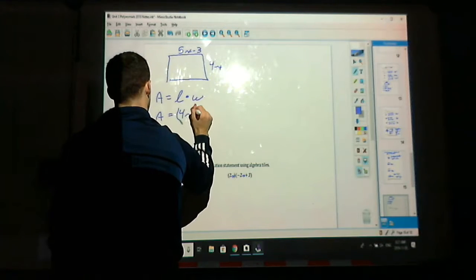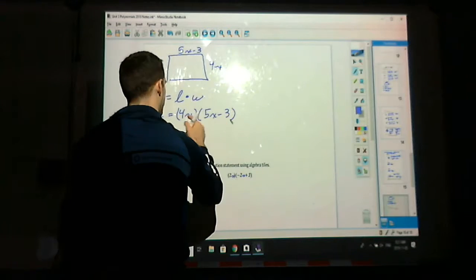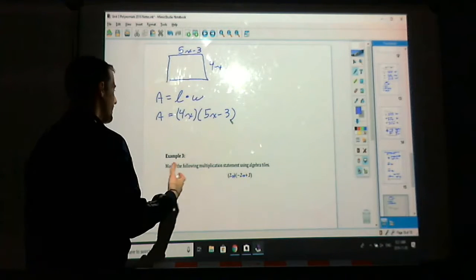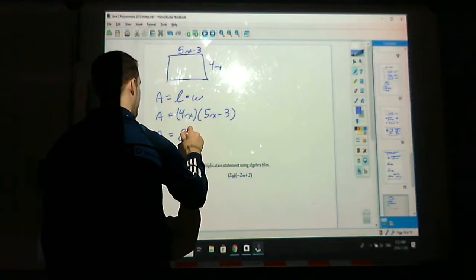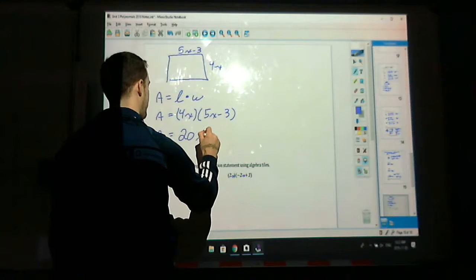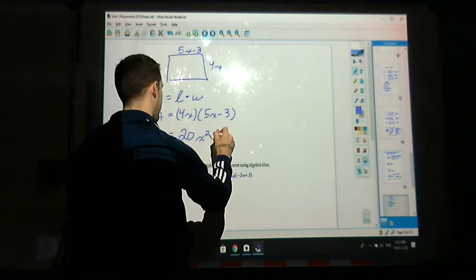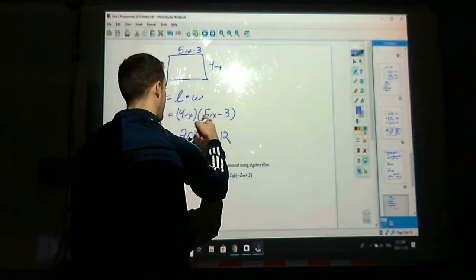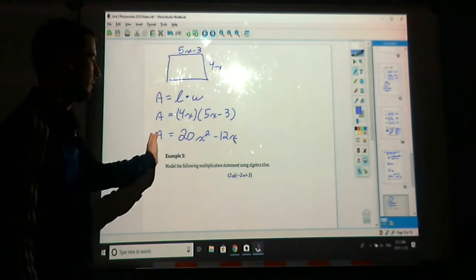4x times 5x minus 3. I always like to write my monomial first. It's just a little bit easier in my brain. So 4 times 5 is 20. X times x is x squared. 4 times minus 3 is minus 12. And x carries over. All right? And that's our simplified expression.